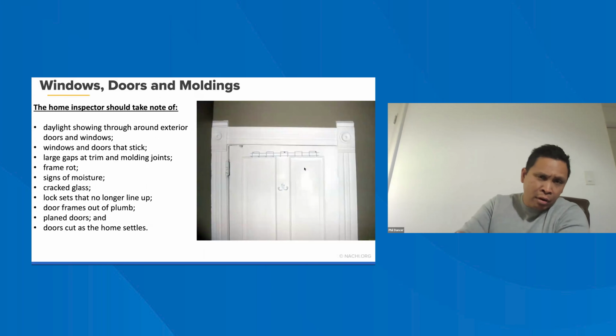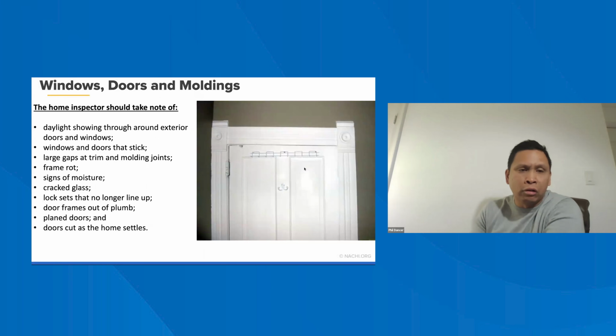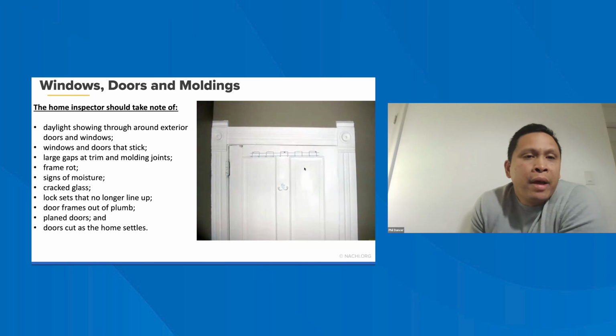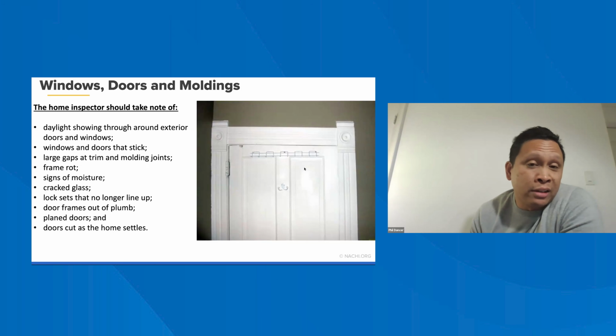Also, just make sure that when you're looking at windows and doors, an easy thing that we can all do is making sure that you don't see light around the door and windows, because it's indicative of possible movement. It's the same thing for gaps around trim, around molding, and windows and doors that are hard to open or hard to close, a sign of a possible larger problem.